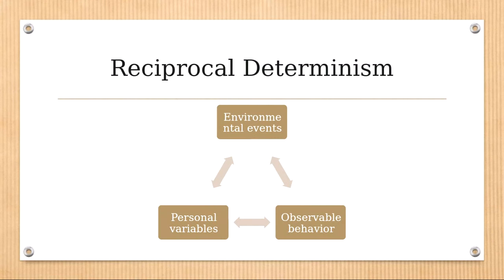Before this, the emphasis was on the idea that the environment influences our observable behavior. But Bandura introduced the idea that all of these things can influence one another. It doesn't just go in one direction from the environment to the behavior. It goes both ways.